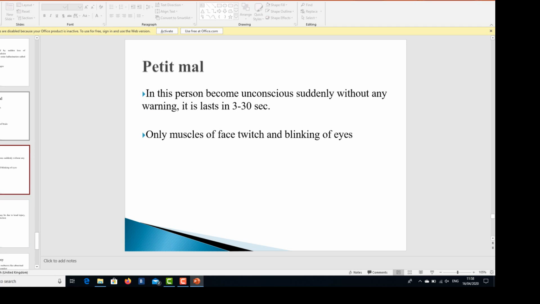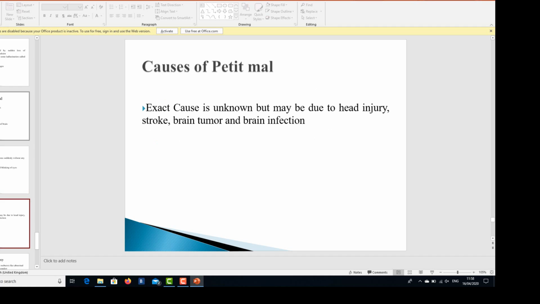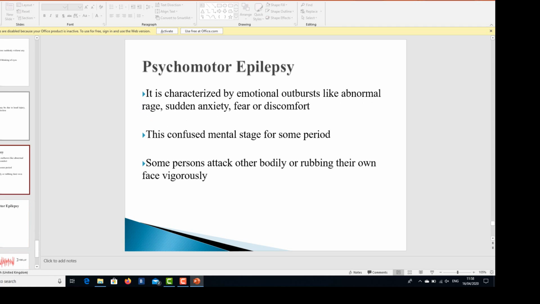In this, the person becomes unconscious suddenly without any warning, lasting from about 3 minutes to 30 seconds. Only muscles of face twitch and blinking of eyes takes place. The exact cause is still unknown, but it can be due to head injury, stroke, brain tumor, brain infection. Then we have psychomotor epilepsy.